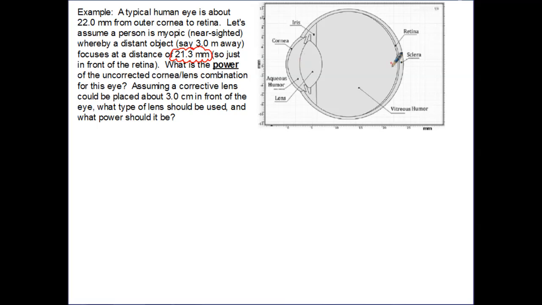So let's see if we can figure out what the power of the uncorrected cornea lens combination is to begin with, and then we're going to try to design a corrective lens that would be located in front of their eye that can fix that vision for them. Okay, so a lot going on here. Let's go ahead and take this one piece at a time. So first part is to find the power of the cornea lens combination.